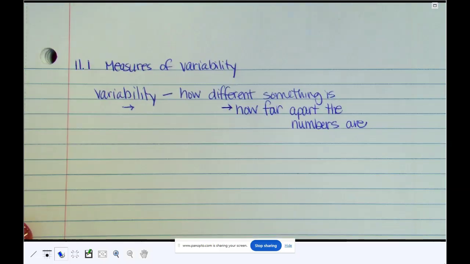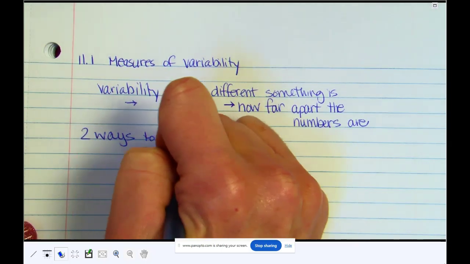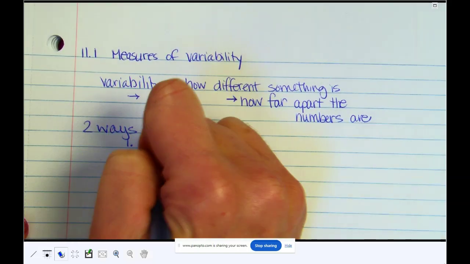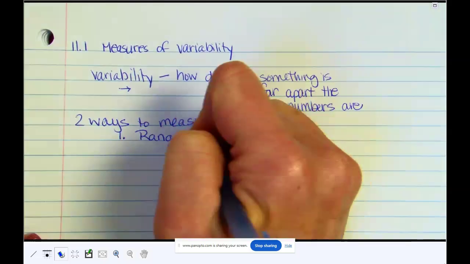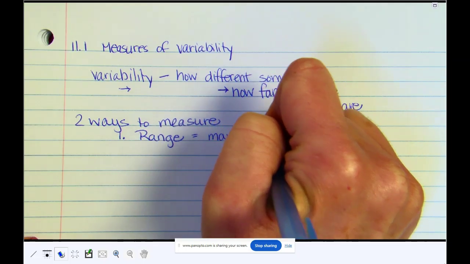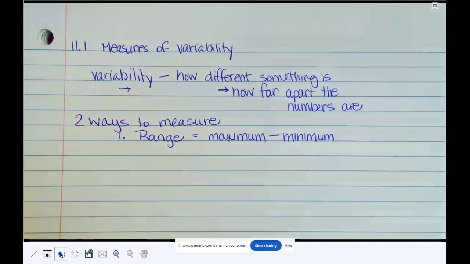Okay, so two ways to measure variability. The first way is range, which we talked about a little bit on Friday. One more time, range is the maximum number, the biggest number, minus the smallest number. Super easy to do. You don't need a calculator, unless you need help doing 26 minus 14. Range is easy. It's how far apart those numbers are.